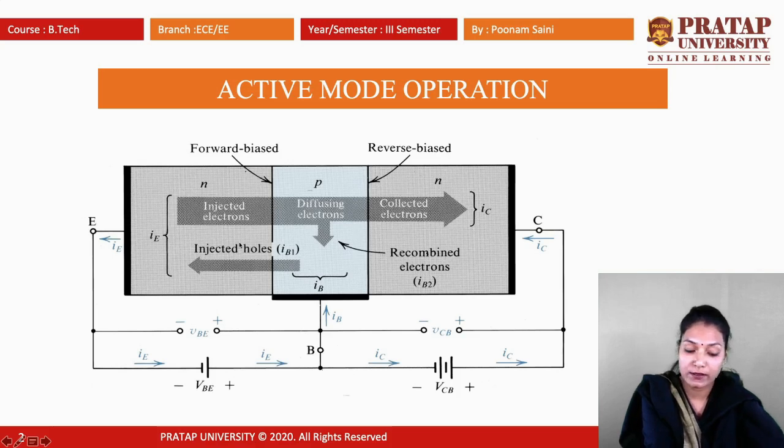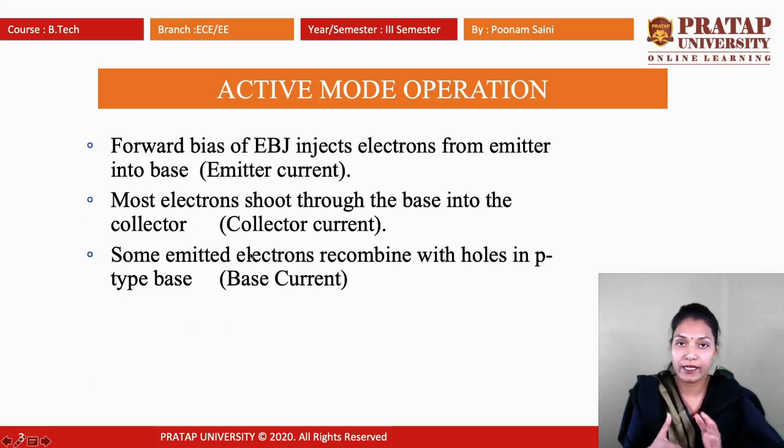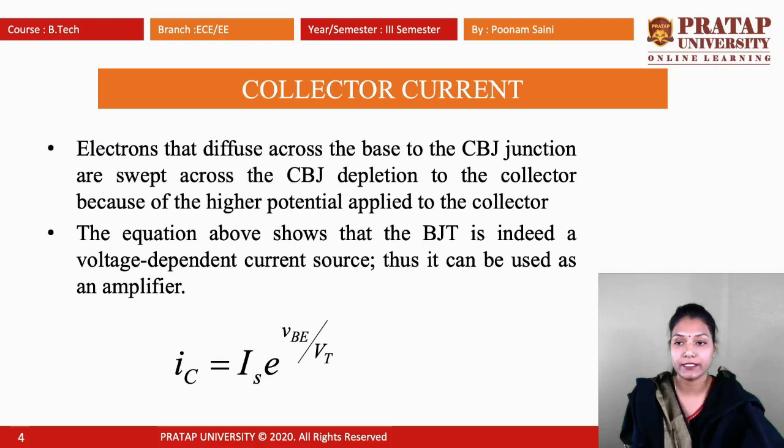The injected electrons constitute the emitter current. The electrons collected at the collector are known as the collector current, and some of them recombine at the base, which is known as the base current. So what is the collector current?